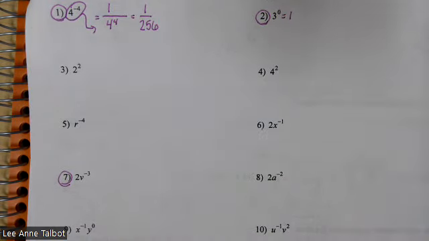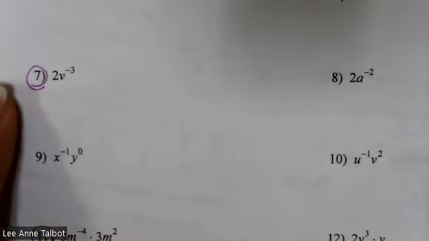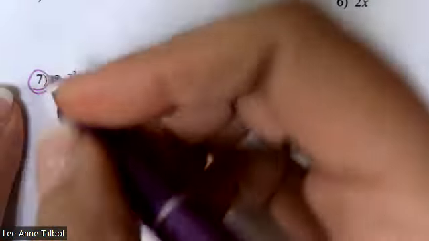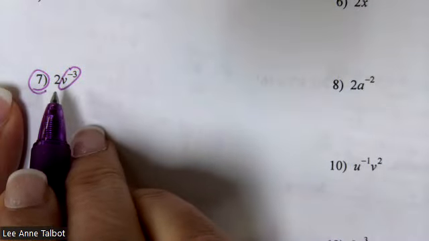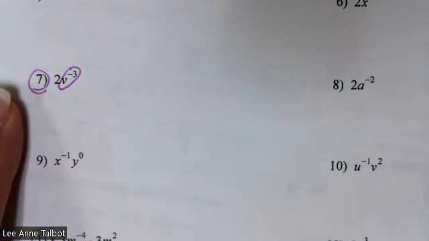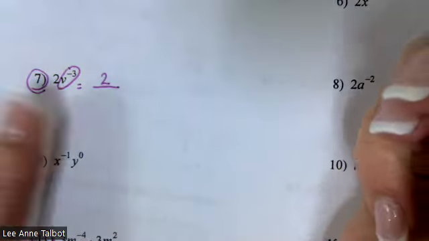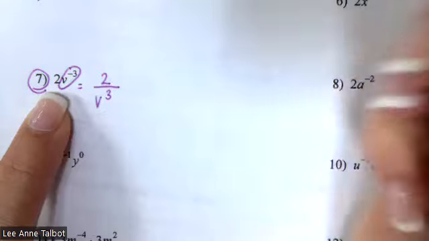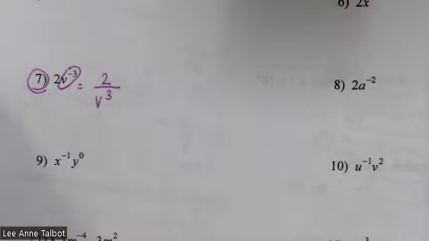Okay. Now, number 7. I want to do number 7 with you because I want to remind you that 2 and v to the negative 3 are separate things. These two are separate. What that means is the 2 is not a reciprocal, but the v to the negative 3 is a reciprocal. Okay.